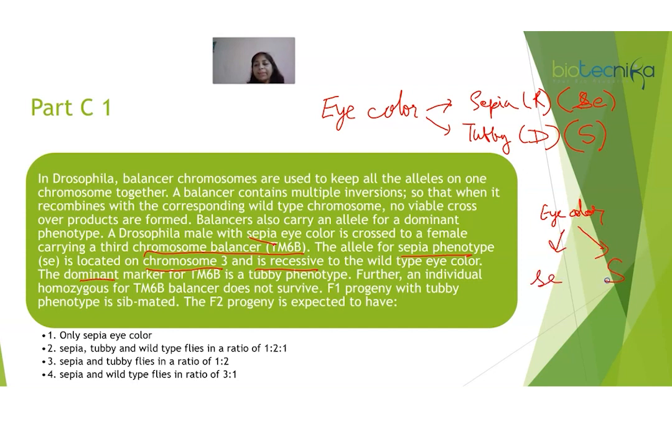Small s-e and capital S. So capital S is dominant and forms the tubby eye color, and s-e is recessive and forms the sepia. Okay, now, what is the cross mentioned here? It is mentioned that a Drosophila male with sepia eye color is crossed to a female carrying the balancer chromosome. Balancer chromosome has the tubby. Remember? Yes. So, what is the cross?